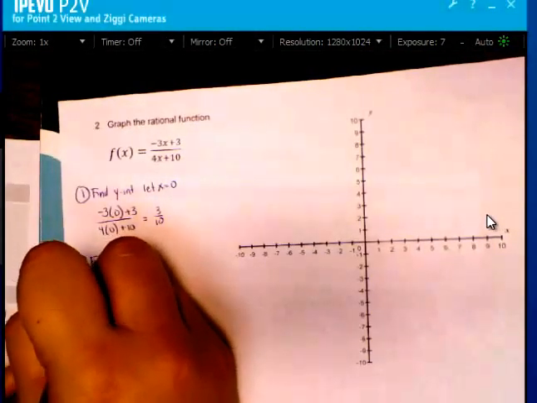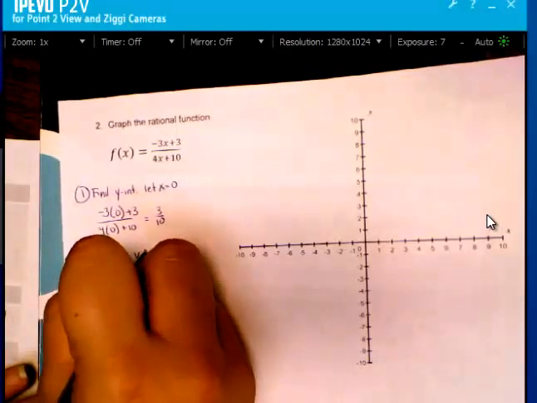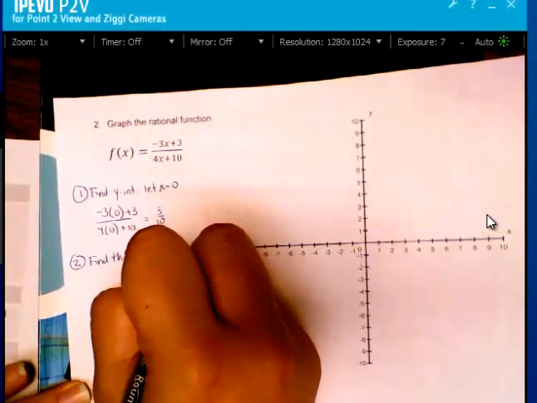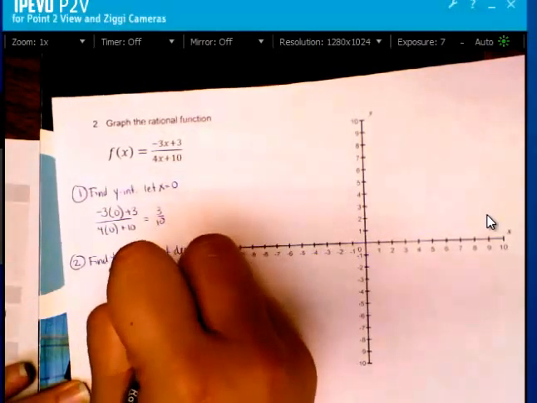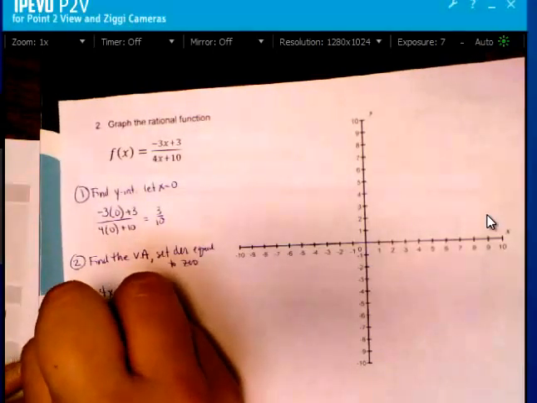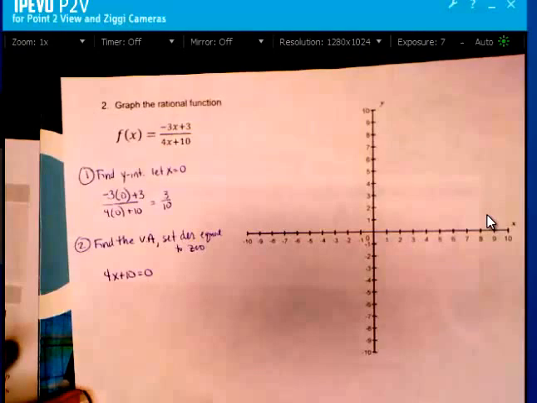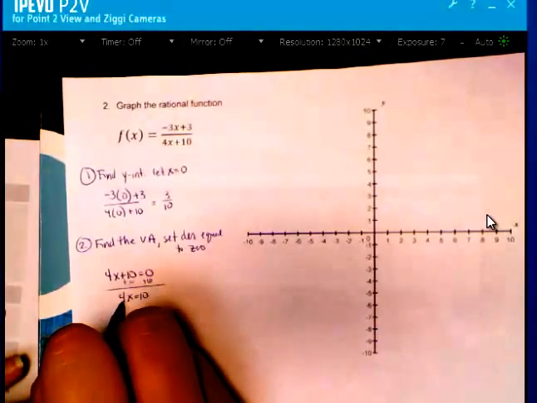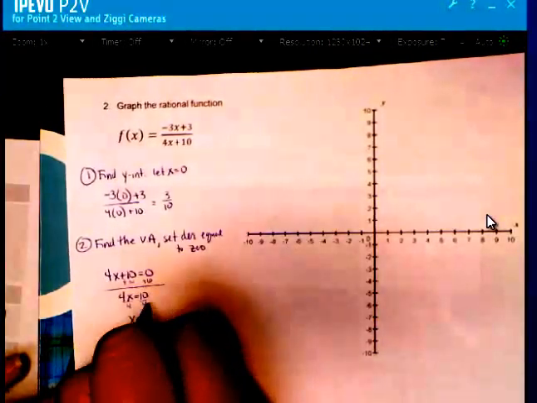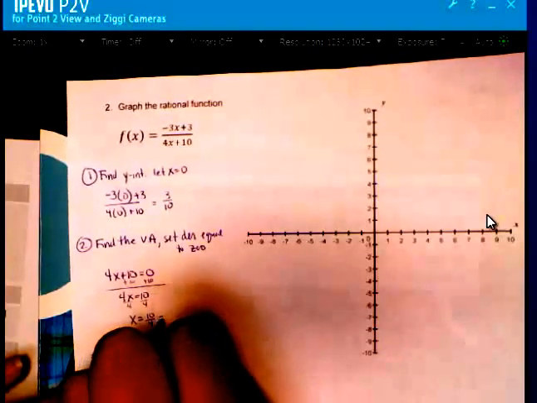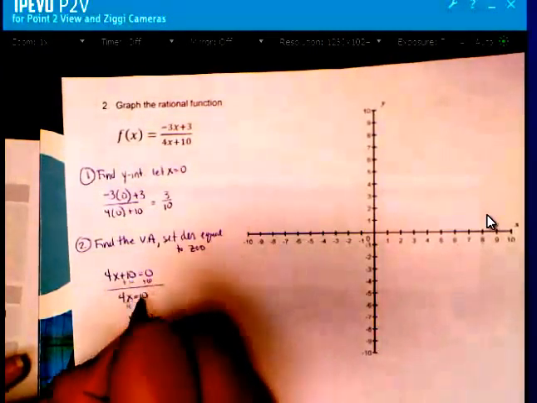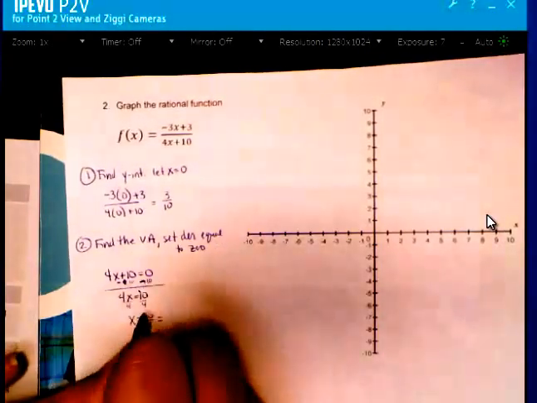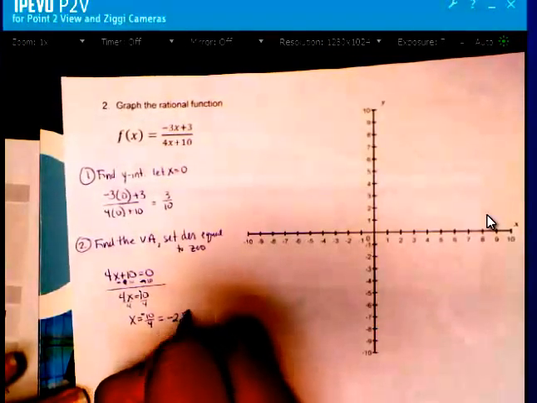Second step is to find the vertical asymptote. To find the vertical asymptote, we set our denominator equal to 0. So that means that 4x plus 10 is going to be set equal to 0. Solving for this, we're going to subtract 10 from both sides. So we get 4x equals -10. Now divide both sides by 4. That gives me x equals -2.5.